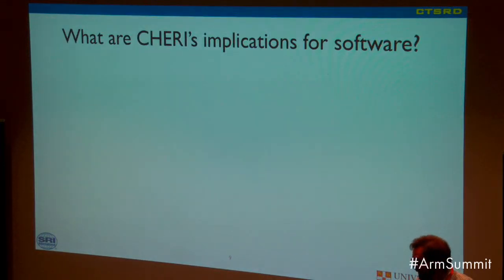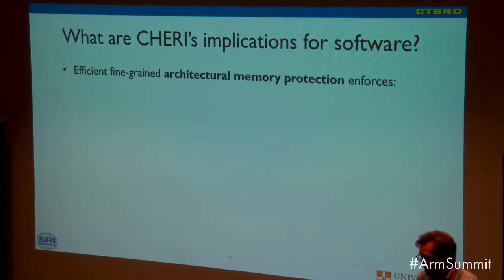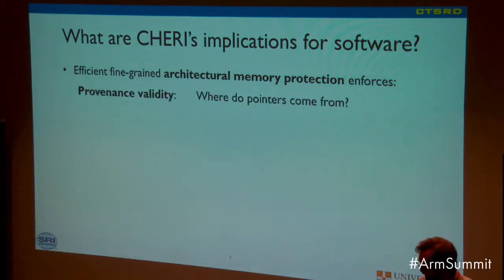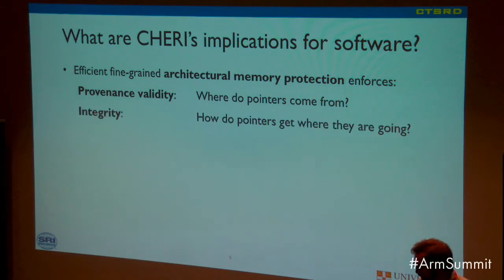So what are CHERI's implications for software? Well, the first thing is we're providing an architectural memory protection primitive. A primitive doesn't constrain how you choose to use it. You just use it in different ways. So as software authors, we can exploit CHERI in different kinds of ways. If we want to take advantage of its provenance validity, we have to know where pointers come from. In particular, we have to ensure that they come from somewhere sensible.